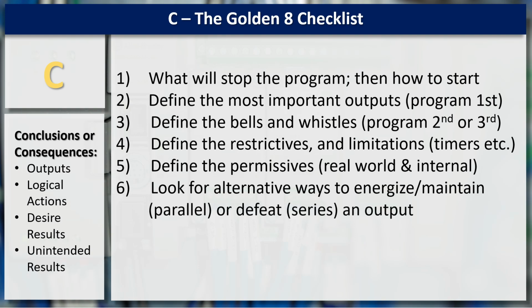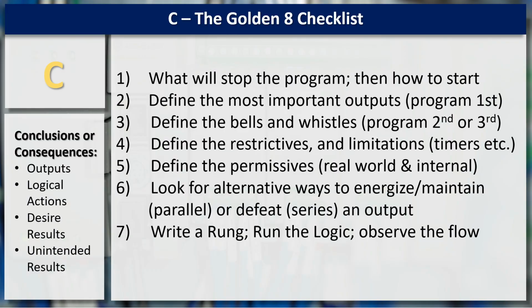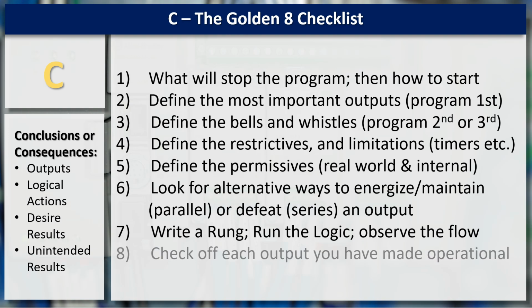Number 6, look for alternative ways to energize and maintain, which is a parallel type of logic, or defeat, a series logic that will operate an output. Number 7, write a rung of logic, observe the flow. I cannot stress number 7 enough. If you do that, you will catch your errors. If you don't do that and you wait till you're completely finished, you may spend more time troubleshooting than it's worth. Number 8, check off each output you have made operational. This way you keep track of how much more you have to get and when you're finished.